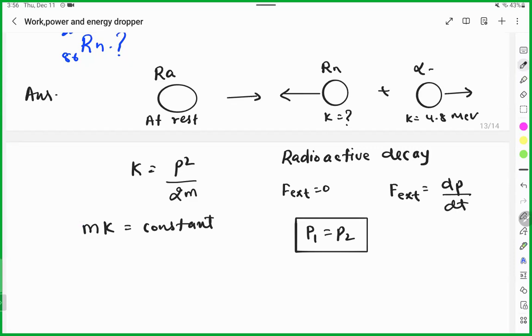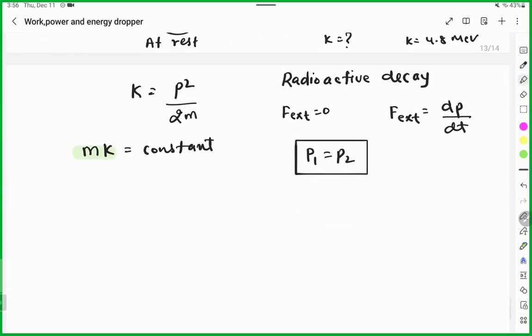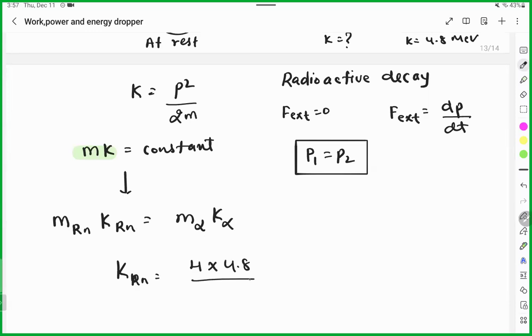Because 2 is a fixed constant value and P is a fixed constant value, can you say mass times kinetic energy will be constant? Yes or no, guys? So if this is the situation, mass of radon times kinetic energy of radon will be equal to mass of the alpha particle times kinetic energy of the alpha particle. You have to calculate the kinetic energy of radon. Mass of alpha particle is approximately 4, kinetic energy 4.8 MeV. For radon the mass is 222. You got the answer.